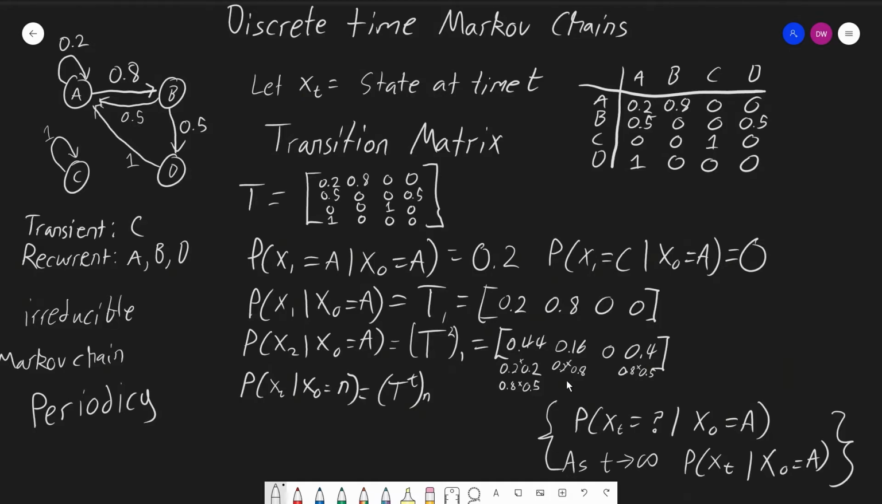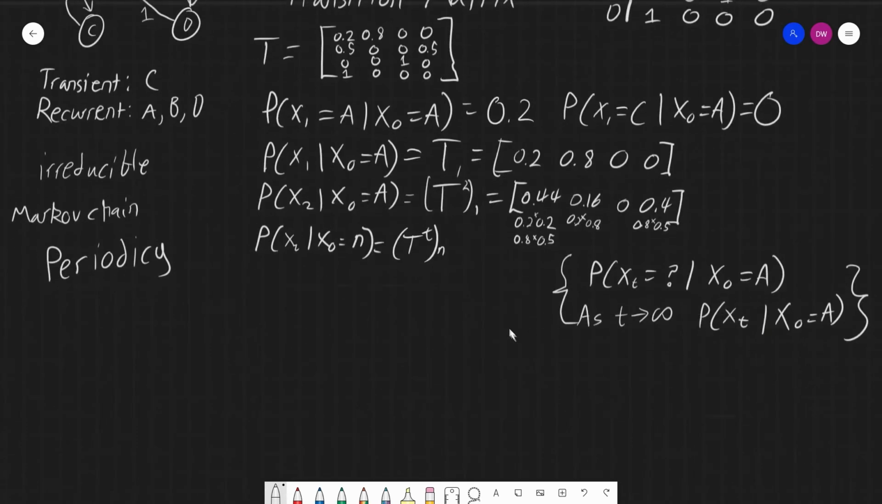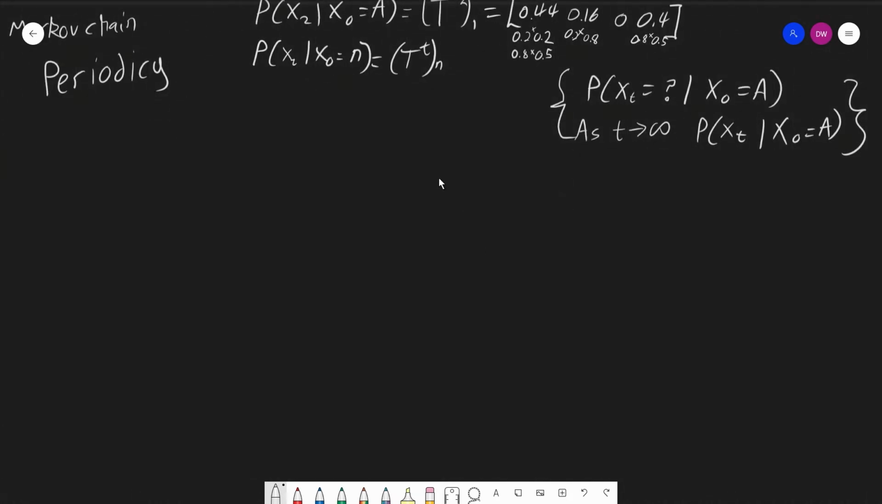So now there's one more thing I want to consider, and that is, as I said, what happens as t goes to infinity? We can't exactly take the infinite power or multiply this matrix by itself an infinite number of times. That's not very practical. So we can take a linear algebra approach instead.